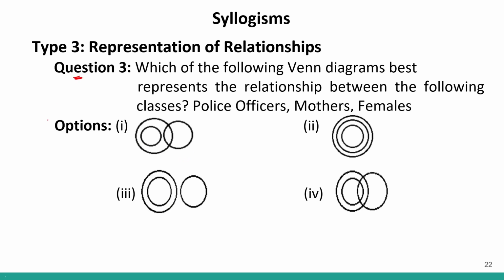Question number 3. Which of the following Venn diagrams best represent the relationships between the following classes? So what are the classes? Police officers, mothers and females.